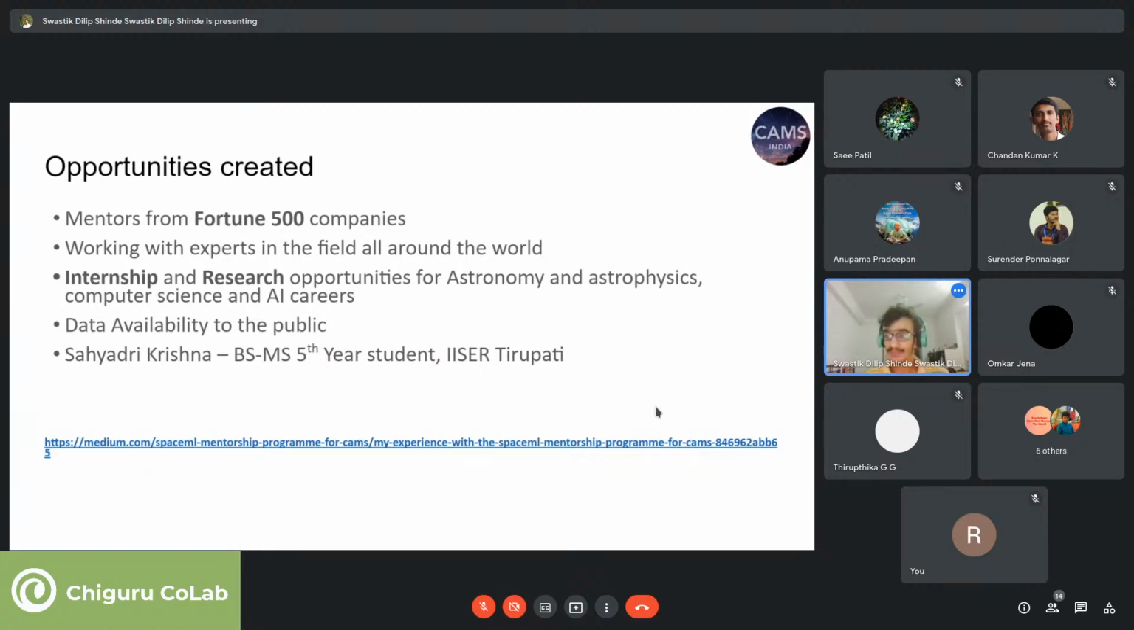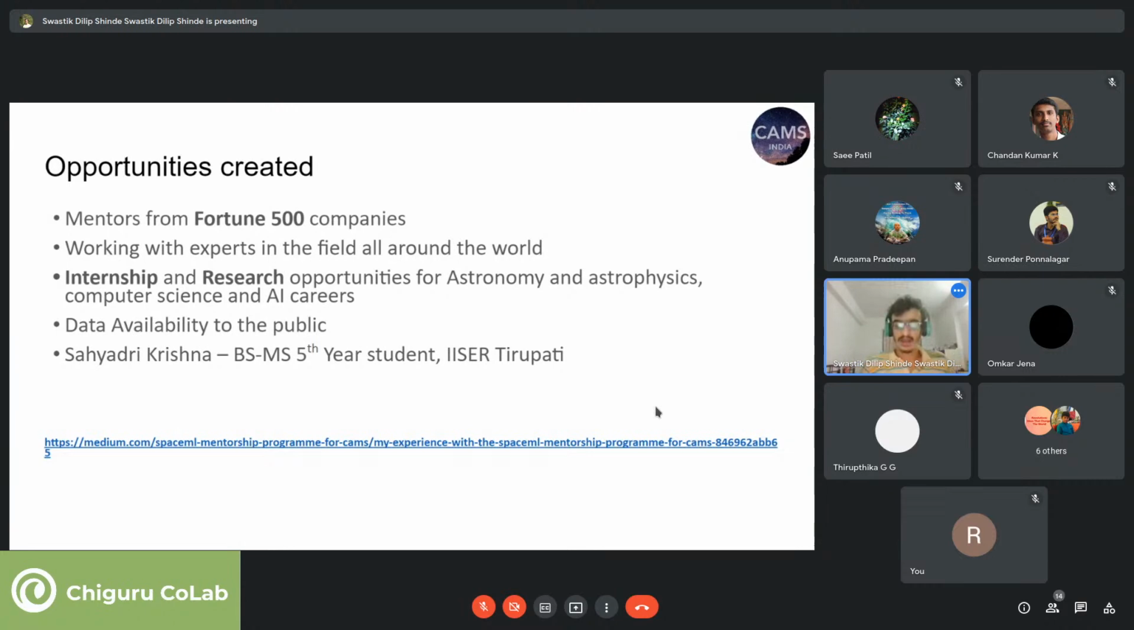As these two stations are parts of CAMS, they'll also get the processed data, using which many research opportunities can be done, not just in astronomy but in astrophysics, computer science, AI, and geology. The data is available to the public, who can also do this research themselves, and it can give you more and more opportunities and experience. One example is Ramakrishna, a BSMS student at IIT, who did a project with CAMS and currently has a paper published in his name.